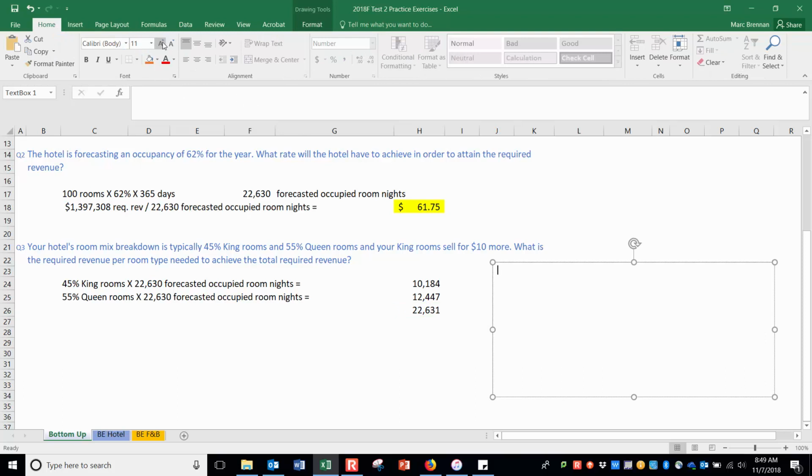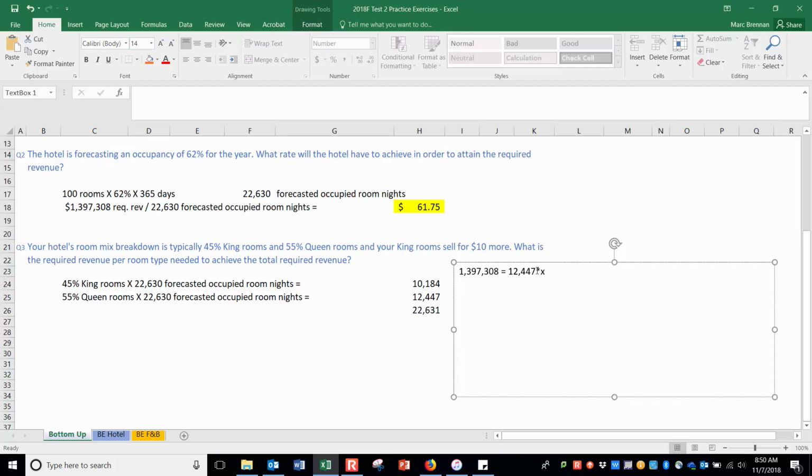So we are solving for X when we do this calculation. What is X? X is going to be our queen room average daily rate. Okay. So really, we're trying to find out that for our $1,397,308, I'm going to be selling 12,447 rooms times X. Okay, so that's going to be my forecasted queen rooms, times the price that I need to charge for those rooms.